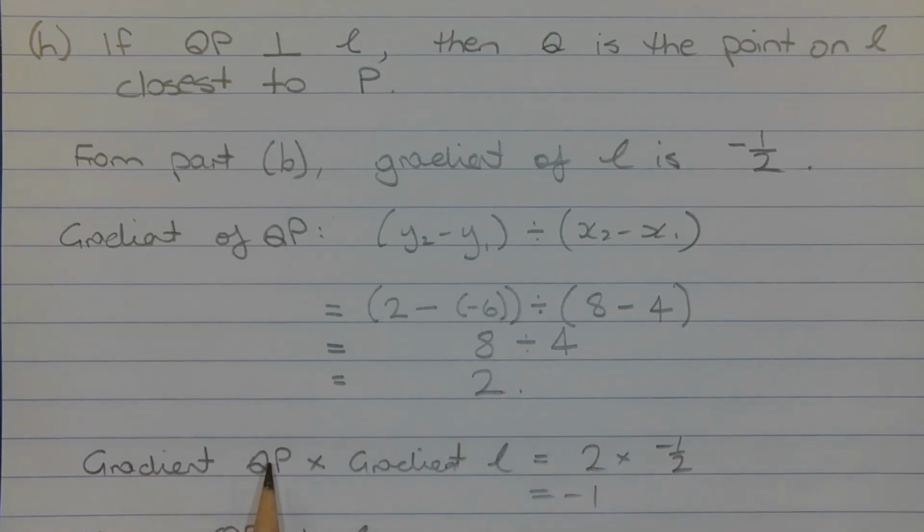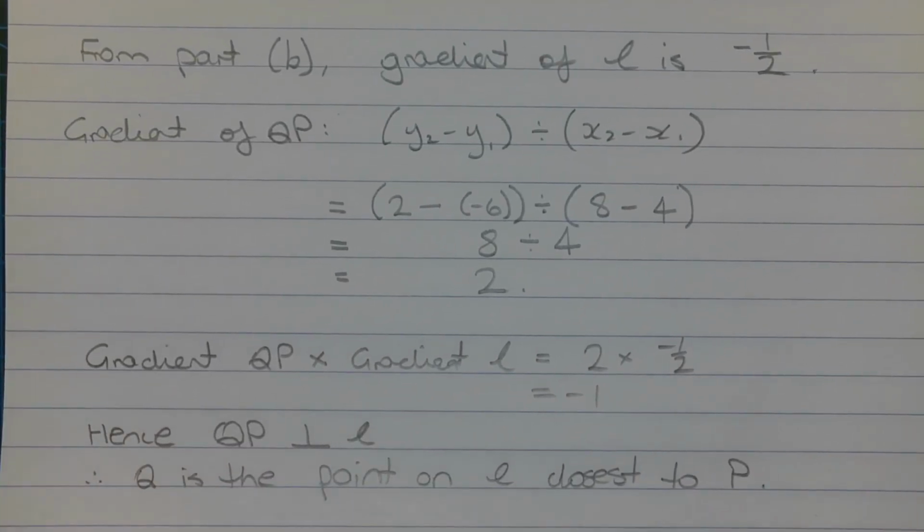Now gradient QP times gradient L is equal to 2 times negative 1 over 2, which equals negative 1. So if two lines or intervals are perpendicular to one another, the product of the gradients will equal negative 1, which is the case here. Hence, QP is perpendicular to line L, therefore Q is the point on L closest to P.